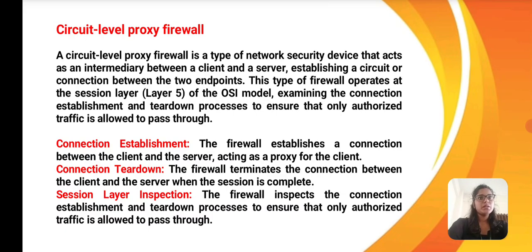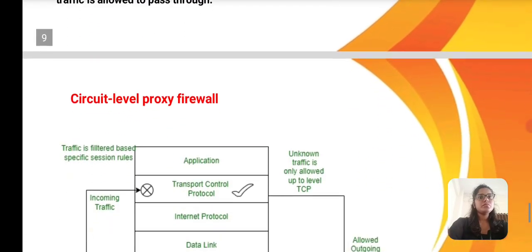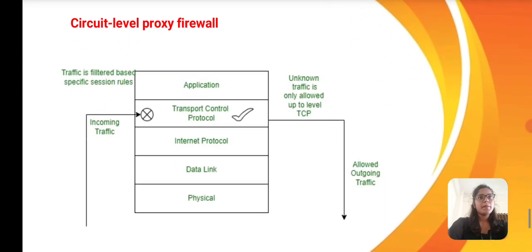Connection establishment. The firewall establishes a connection between the client and the server, acting as a proxy for the client. Connection teardown. The firewall terminates the connection between the client and server when the session is completed. Session layer inspection. The firewall inspects the connection establishment and teardown process to ensure that only authorized traffic is allowed to pass through. This is circuit level proxy firewall.